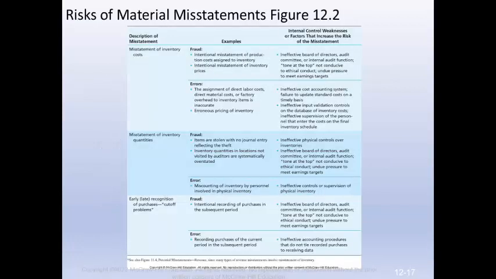This chart lists potential misstatements of inventory and examples of possible errors and frauds for each, with the internal control weaknesses or factors that increase the risk of the misstatement. Inventory cost and quantities are subject to errors and fraud that can result by simply not counting inventory quantities correctly or by fraudulently failing to write down obsolete inventory. These errors and frauds can be associated with the lack of effective internal controls in the control environment, cost accounting systems, database or computer systems, and physical controls over the inventory.